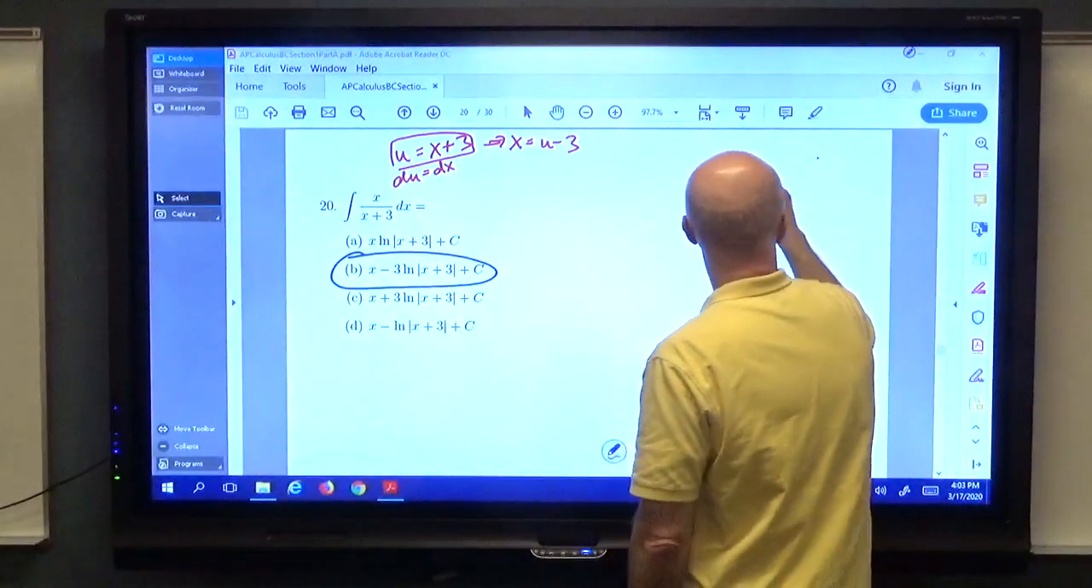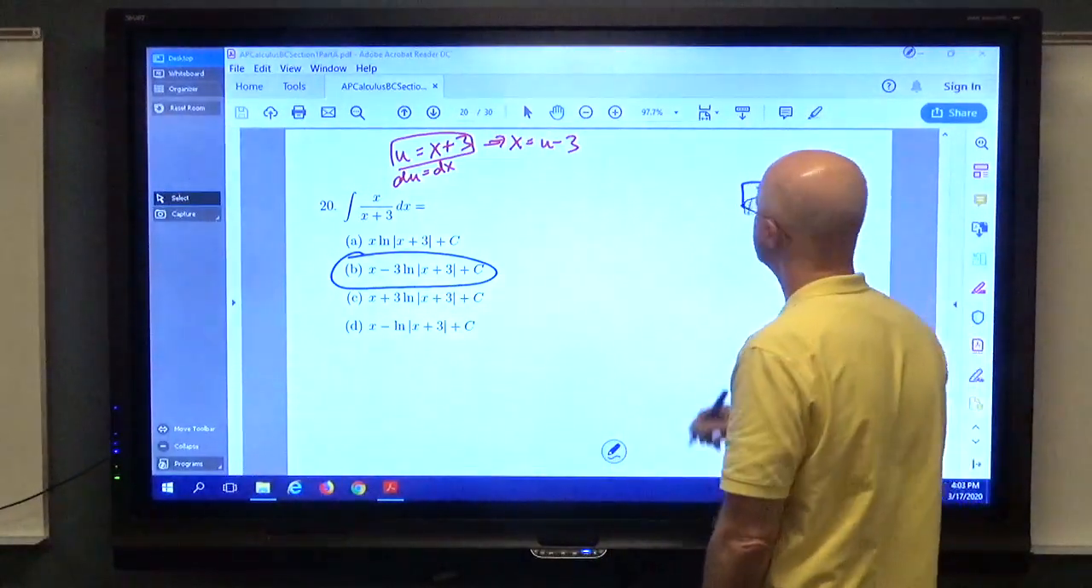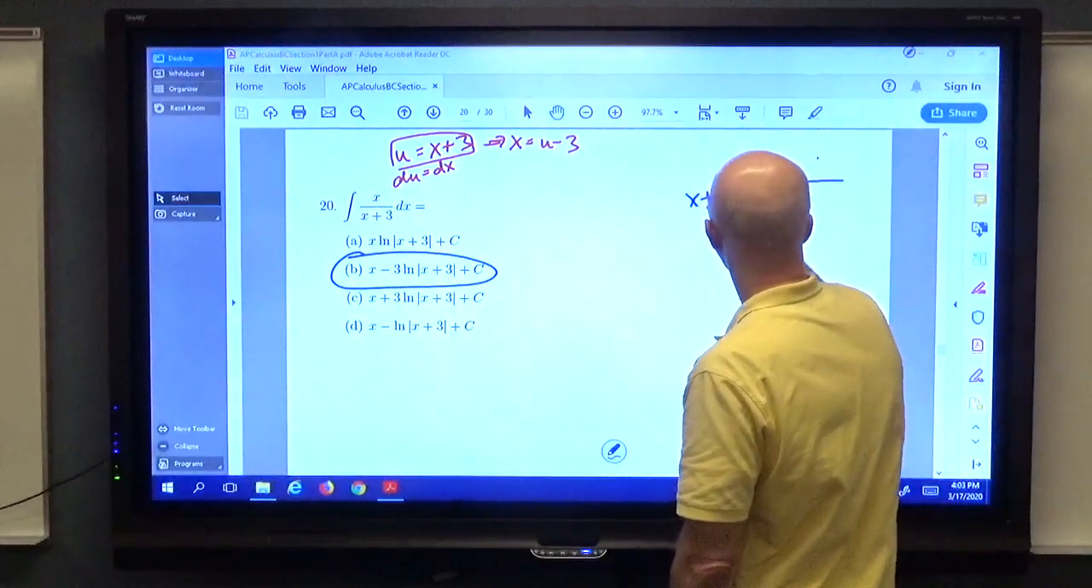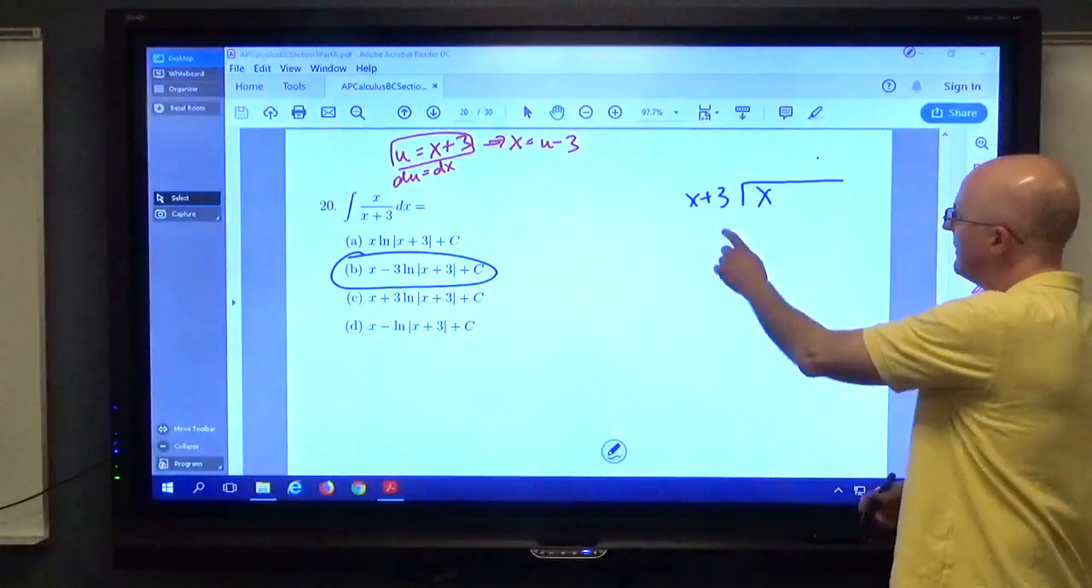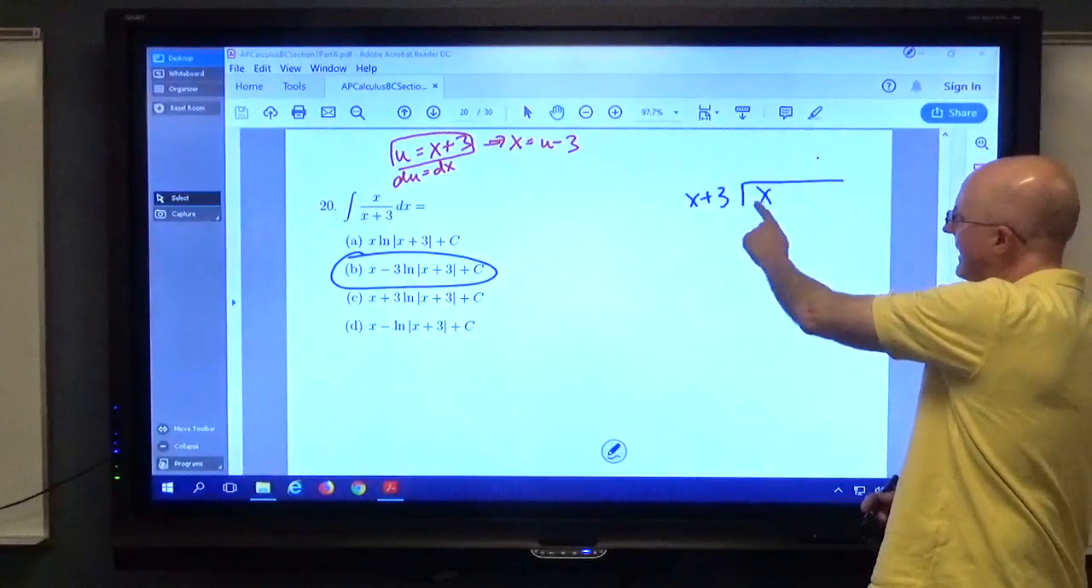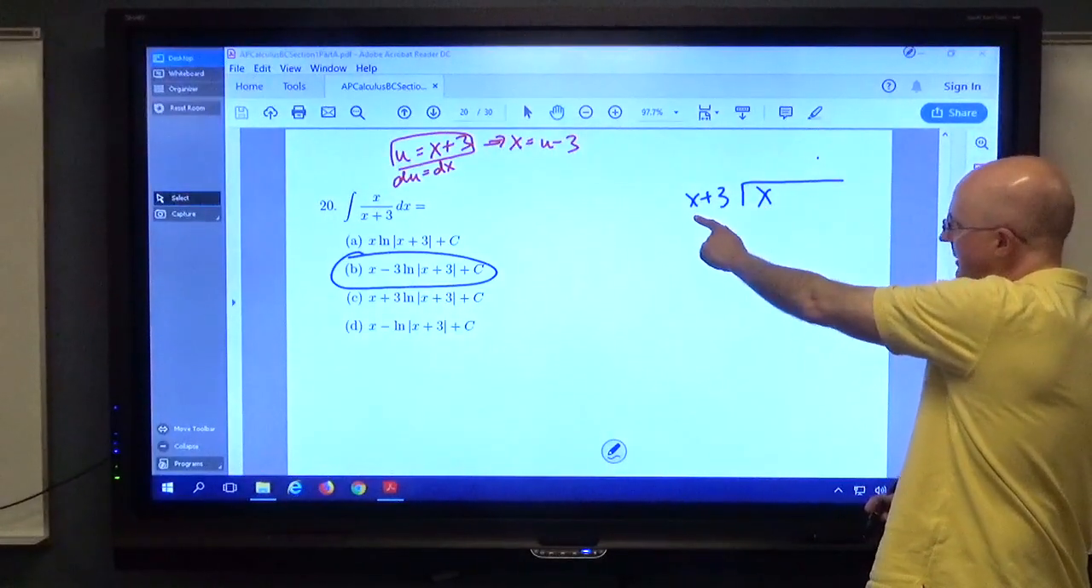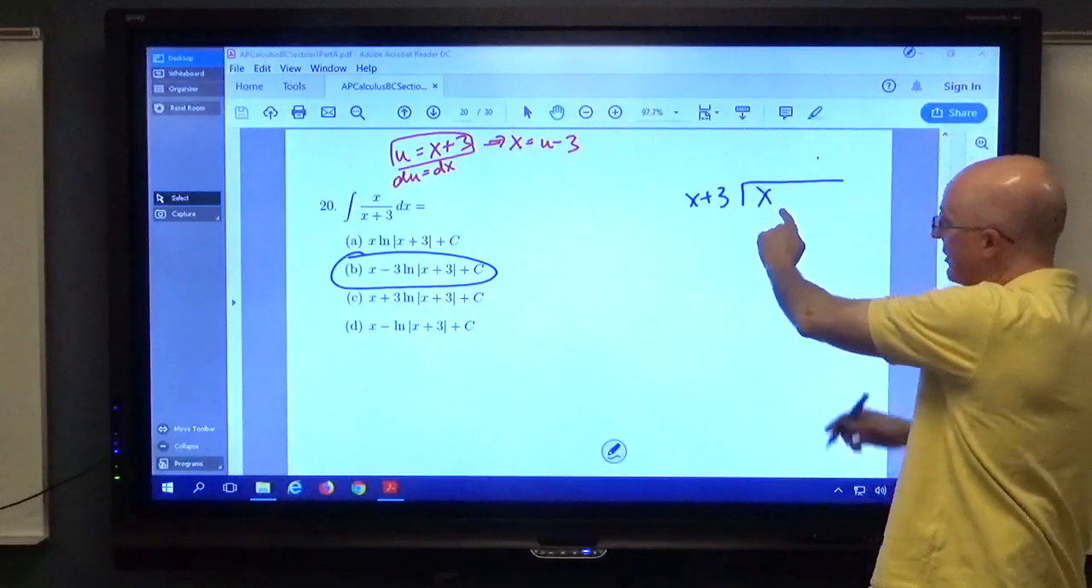The numerator goes underneath the long division symbol, the denominator goes to the left here. How do you do this? You ask yourself, what do I multiply the highest power here by to get the highest power here? I need to multiply x by 1 to get x, so put a 1 up there.